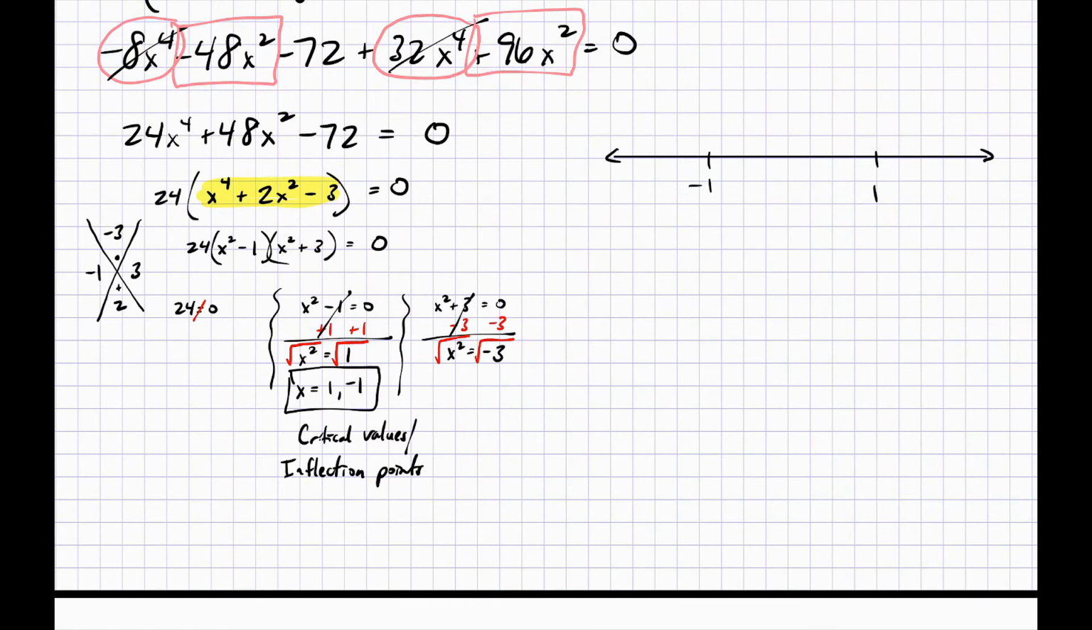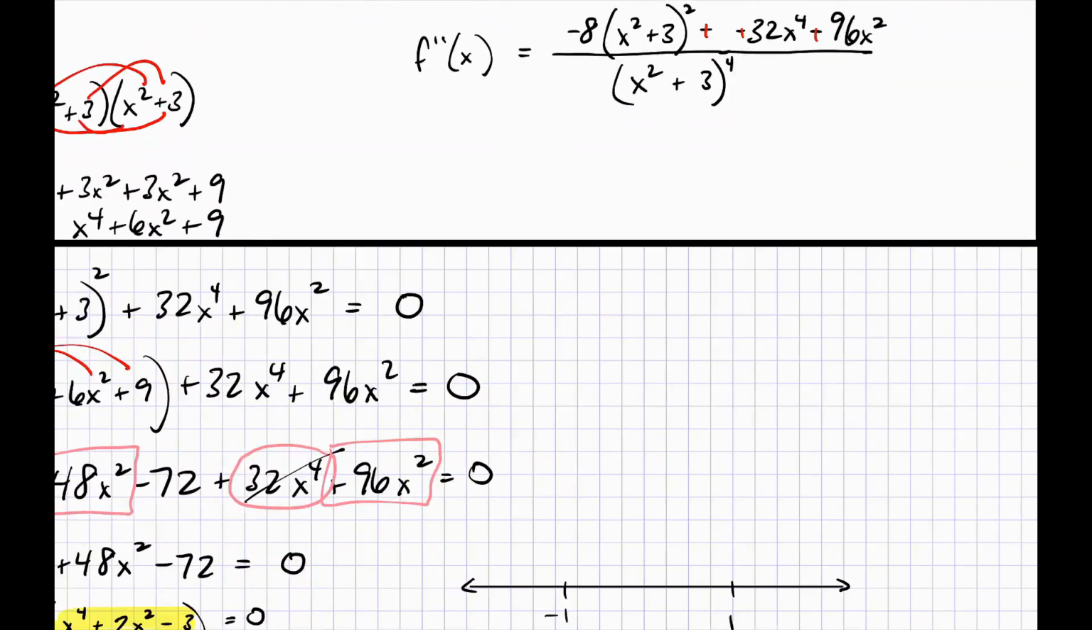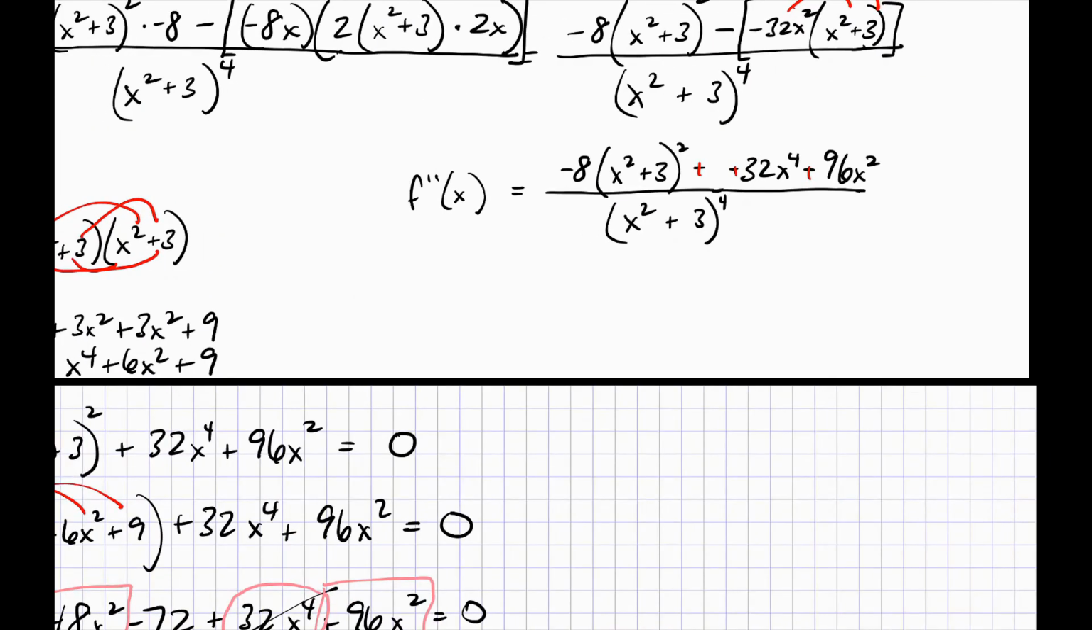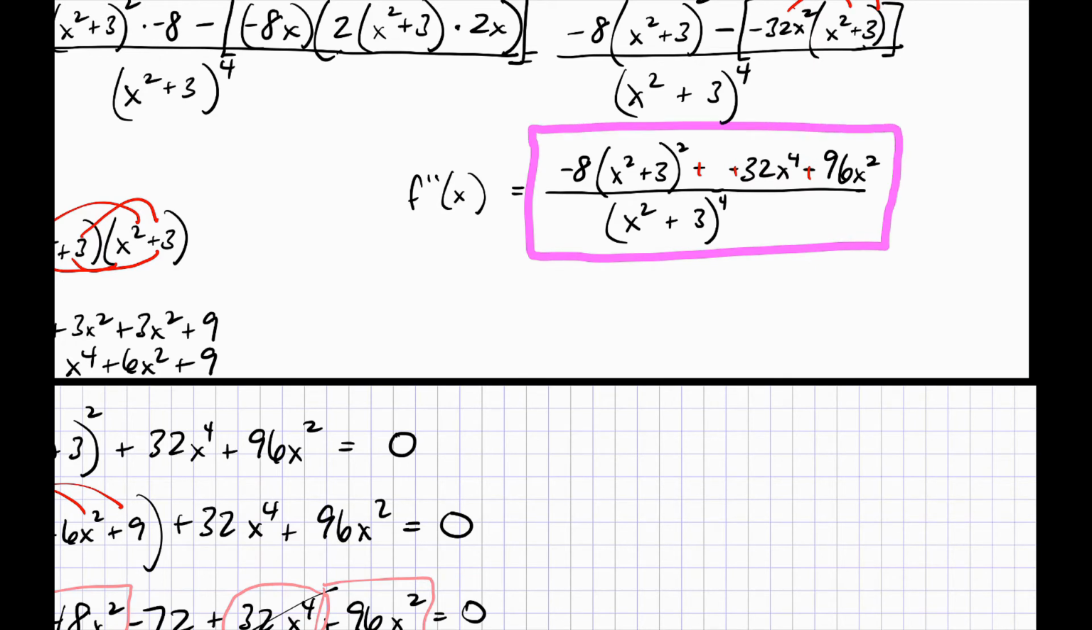So I'm going to plug in numbers that are to the left of -1, in between -1 and 1, and to the right of 1, to see if it's positive or negative. I'm going to check it with the second derivative. Now again, I don't care what the answer is. I just want to know if it's positive or negative.